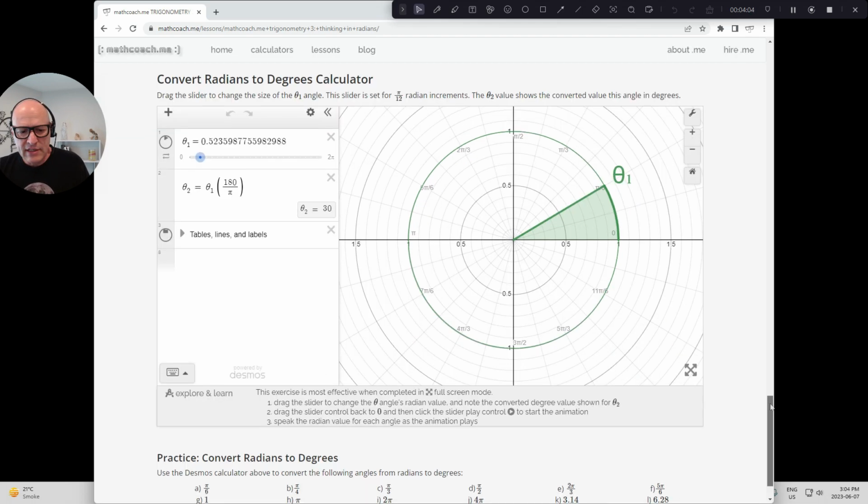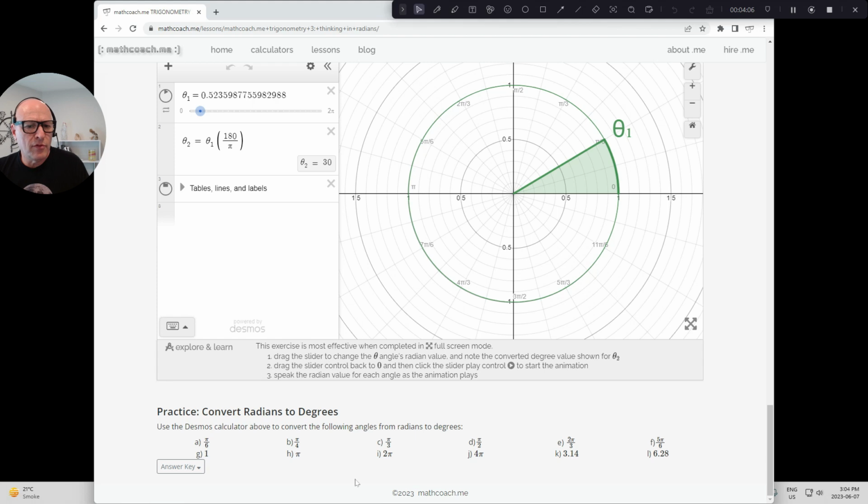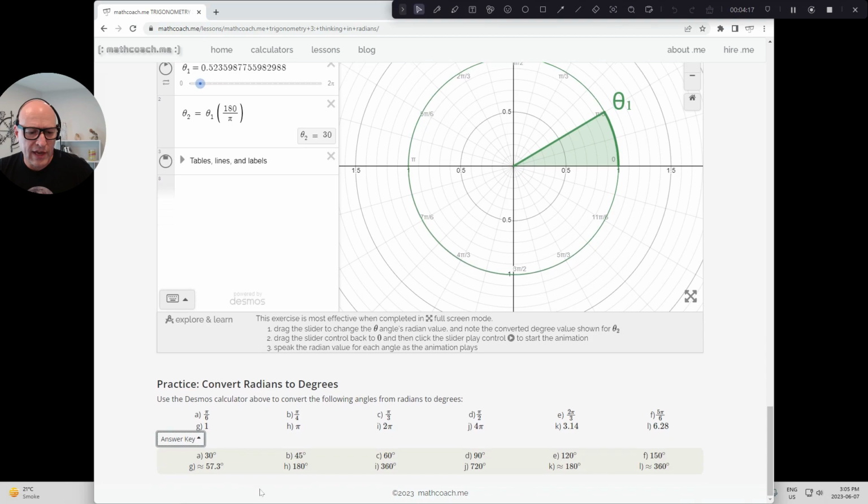Okay, there is a practice activity for this particular Desmos calculator. So you can use that calculator to convert all of these radians into degrees, and there's an answer key for that as well.